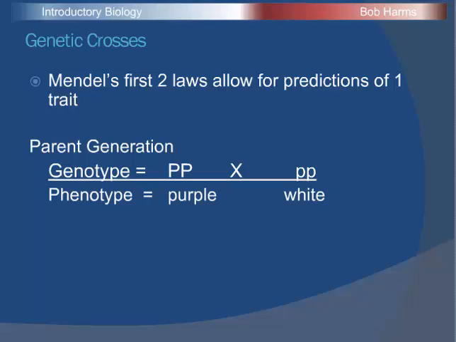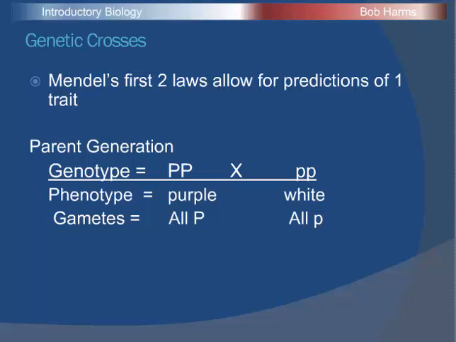So the first thing we need to do with our crosses is always figure out the gametes. What genetic information is going to be passed on? In this case, it's relatively simple. That purple parent is always going to pass on purple or big P information in its gametes. The white parent is always going to pass on white or little p.